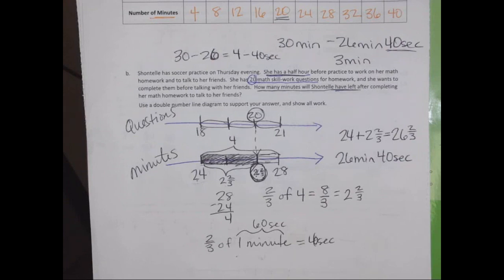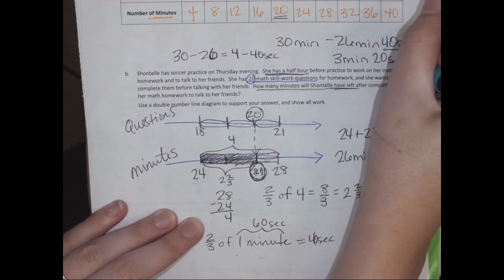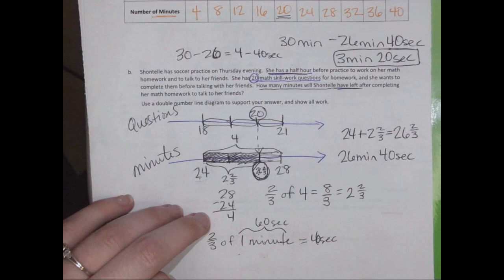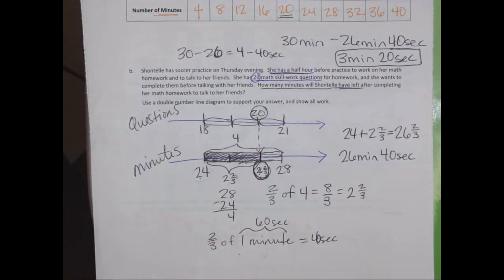4 minutes minus 40 seconds is 3 minutes and... Adriana? 60 is 1 minute. Javier? 20. 3 minutes and 20 seconds she has left to talk to her friends. That's not a lot of time. Okay.